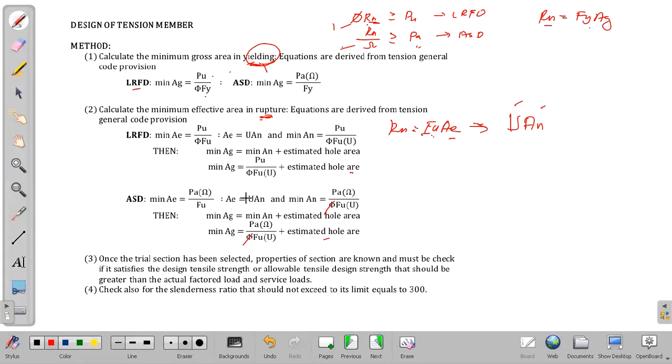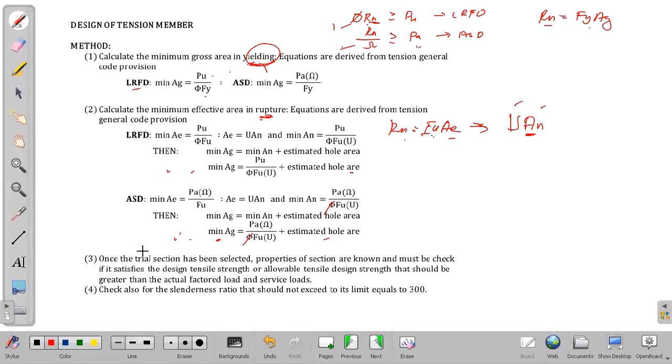So these given equations are derived from the tension code provision. So if you know the code provision, you don't even need to memorize this, as long as you know how to manipulate the given equation. Remember, what we want is Ag, the gross area. The nominal strength in rupture is given in terms of An. So the gross area is actually the net area plus the estimated hole area, because when we get the net area, we subtract the estimated hole area from the gross area. So if you know the code provisions and how to manipulate your equation, even without memorizing these equations, you can easily solve the minimum Ag. So we now have the minimum gross area based on yielding and based on rupture.